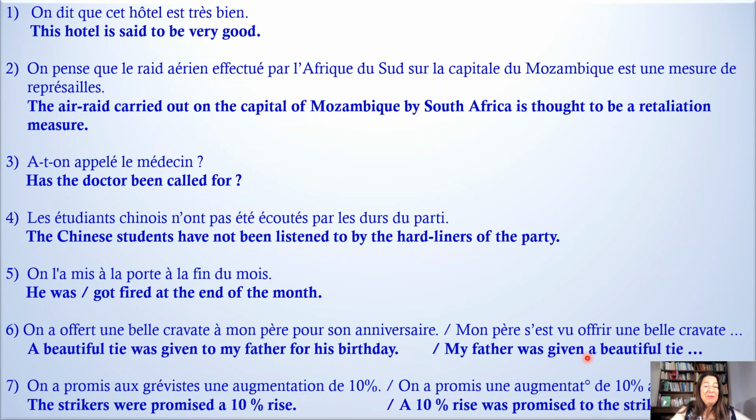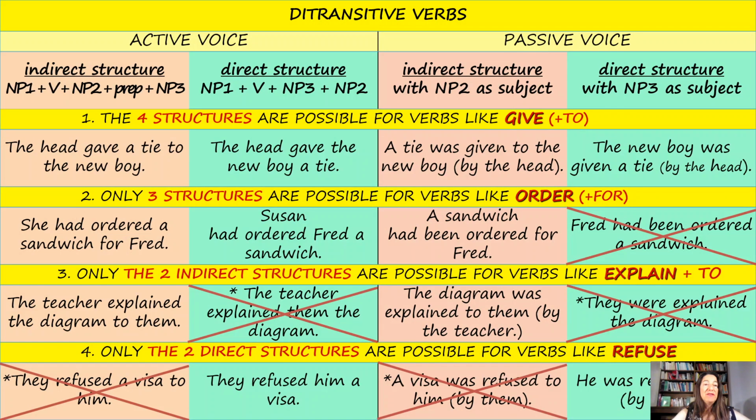And again, we could use the same syntactic structure as in the previous sentence, as in both sentences we have ditransitive verbs with two objects, and it is possible to say here in French, les grévistes se sont vus promettre une augmentation de 10%. As you remember from working on that video on verbs with two objects or ditransitive verbs, it is not possible for any ditransitive verb to be constructed with the two active voice structures and the two passive voice structures. It's only possible for some of them, and for others, you need to make sure you use the constructions that are possible.